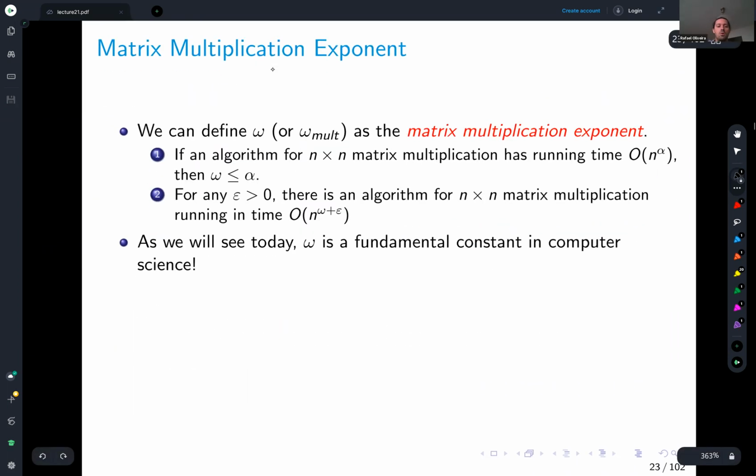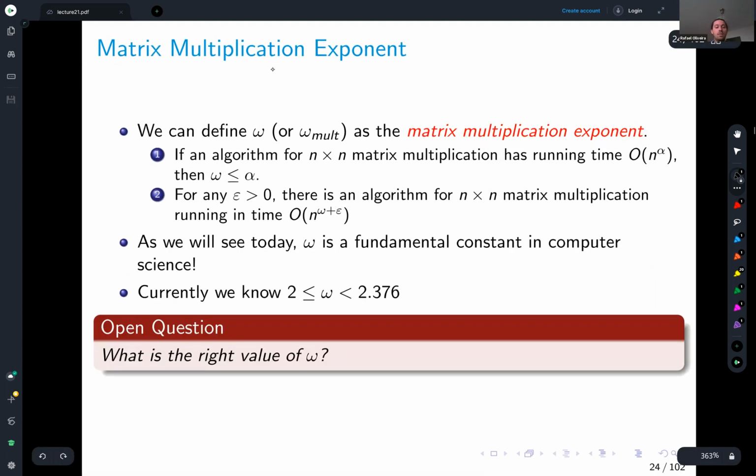As we'll see today, this omega, which is the omega for matrix multiplication, is so fundamental that we even drop the subscript multiplication. Whenever we say omega, you know we're referring to omega for matrix multiplication. So this is a fundamental constant in computer science.